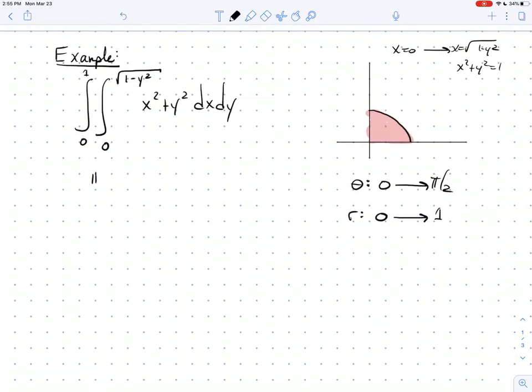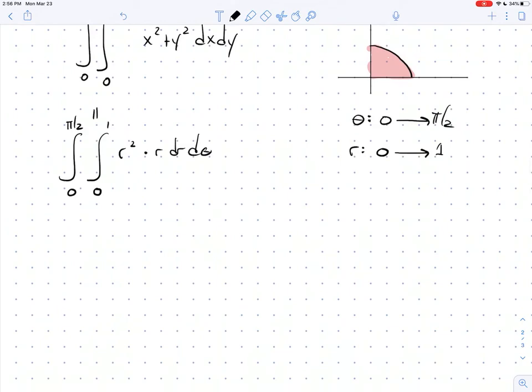So this is the same thing as the double integral. Let's do the bounds first. I'm always going to write this dr d theta. So r goes from 0 to 1. Theta goes from 0 to pi halves. You can actually do the substitution x equals r cosine theta and y equals r sine theta, but you already know that when you do that, x squared plus y squared just becomes r squared. So this is just an r squared. The key is, don't forget that dx dy doesn't just become dr d theta, it's r dr d theta.